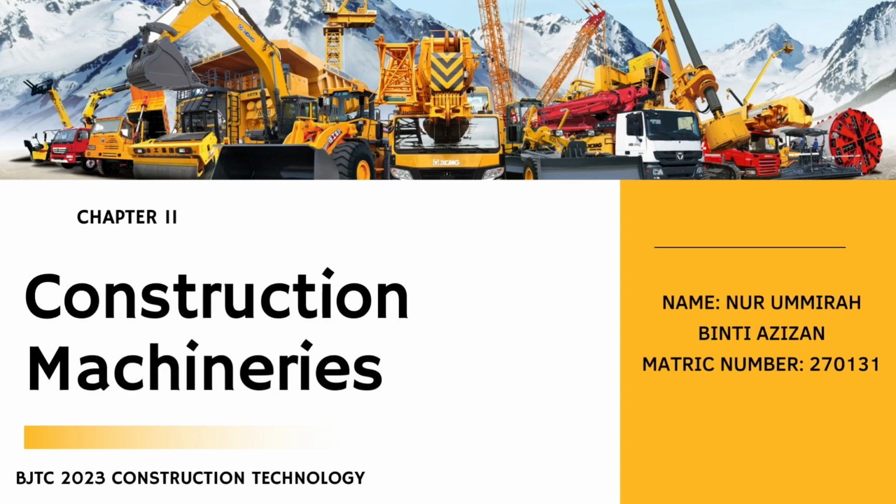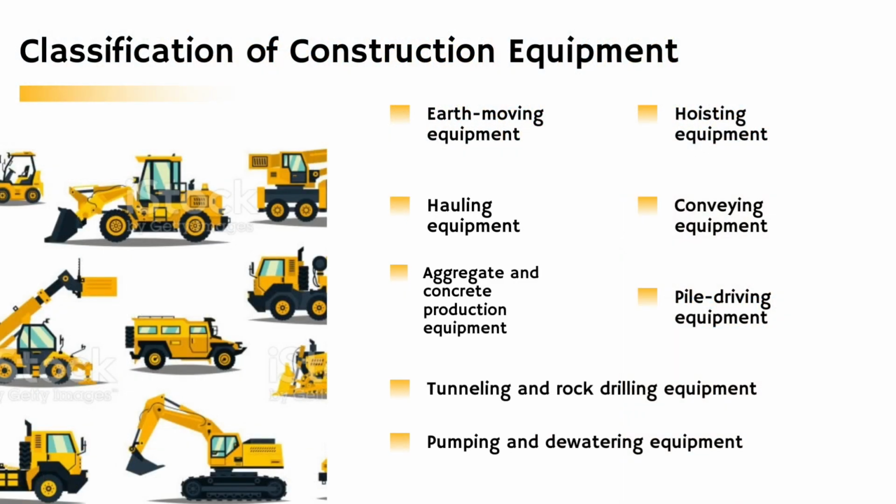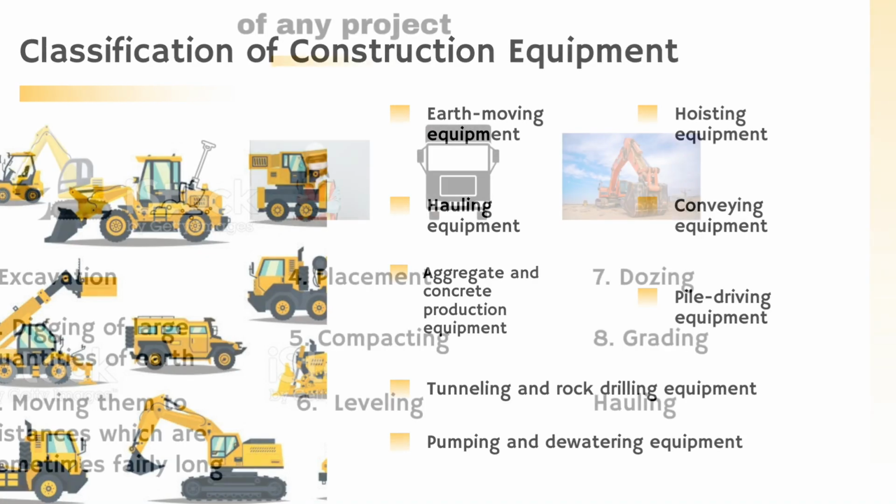Today I would like to present about construction machinery in chapter 11. Classification of construction equipment consists of earth-moving equipment, hoisting equipment, hauling equipment, conveying equipment, aggregate and concrete production equipment, pipe driving equipment, tunneling and rock drilling equipment, and the last one is pumping and dewatering equipment.